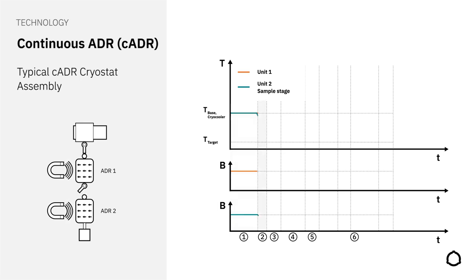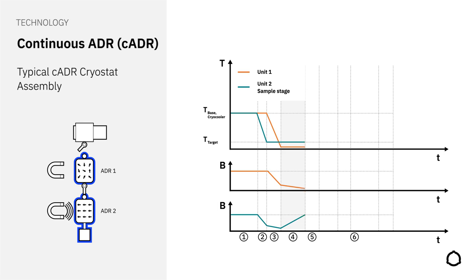First, Unit 2 is decoupled from Unit 1 and demagnetized, cooling the sample stage down to the target temperature. Now, the first ADR unit is disconnected from the bath and demagnetized. This time, however, we settle at a temperature well below the set point temperature of Unit 2. If we close the heat switch between both ADR units, ADR number 2 can be regenerated while at the same time the temperature of the sample stage is kept constant.